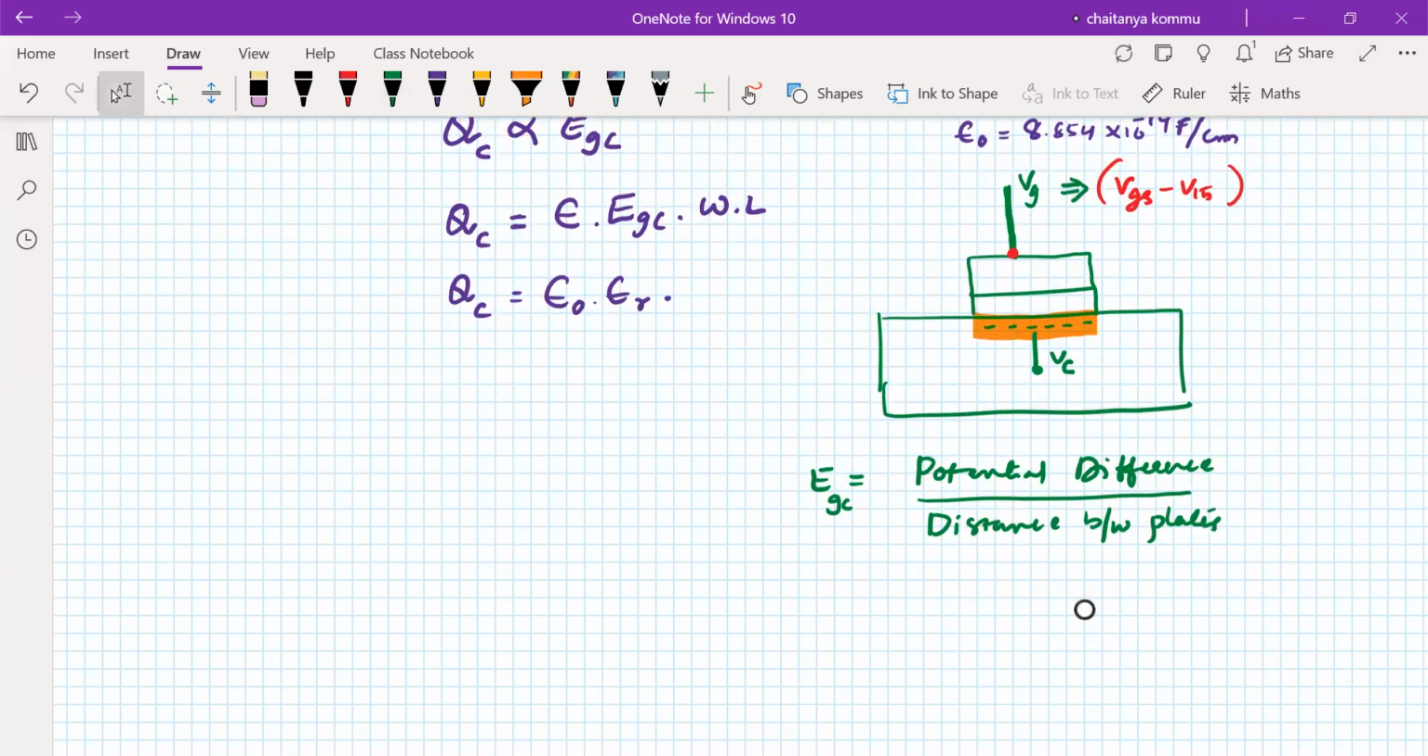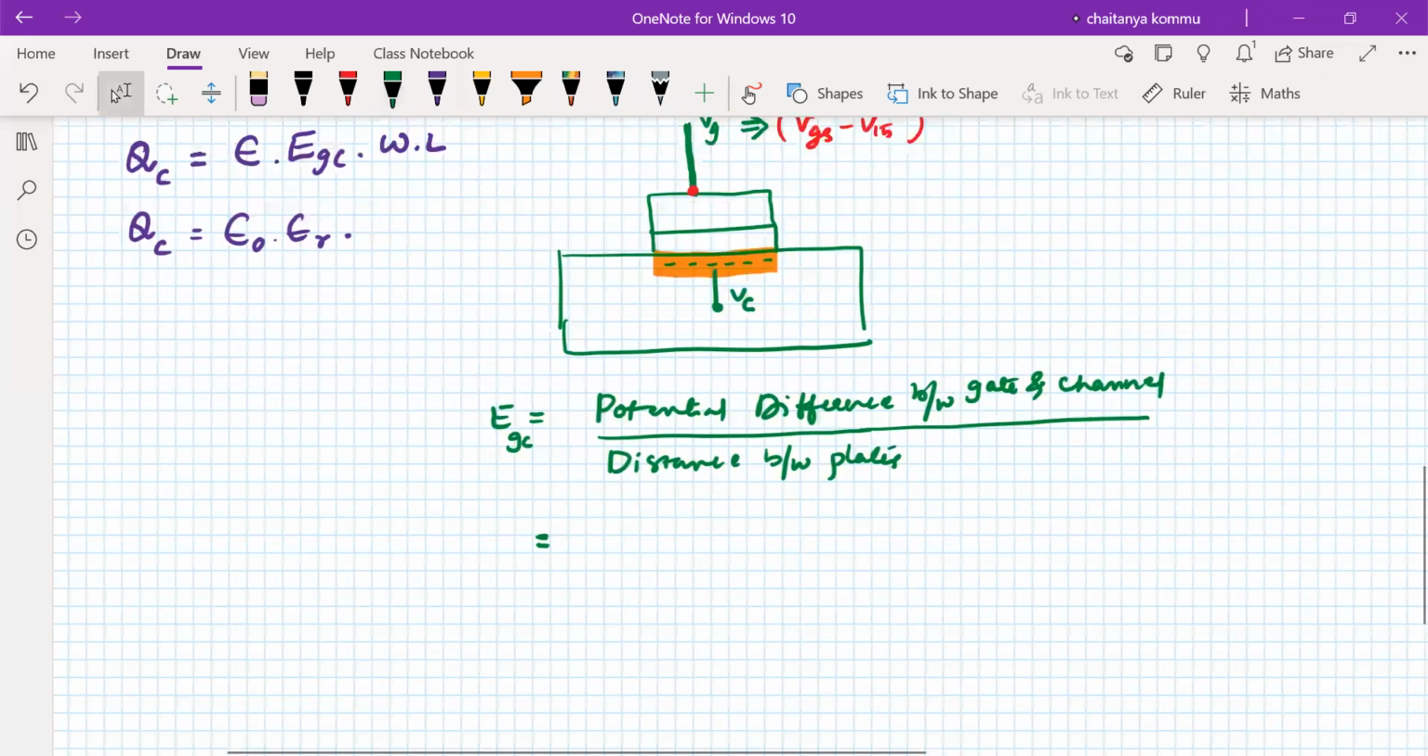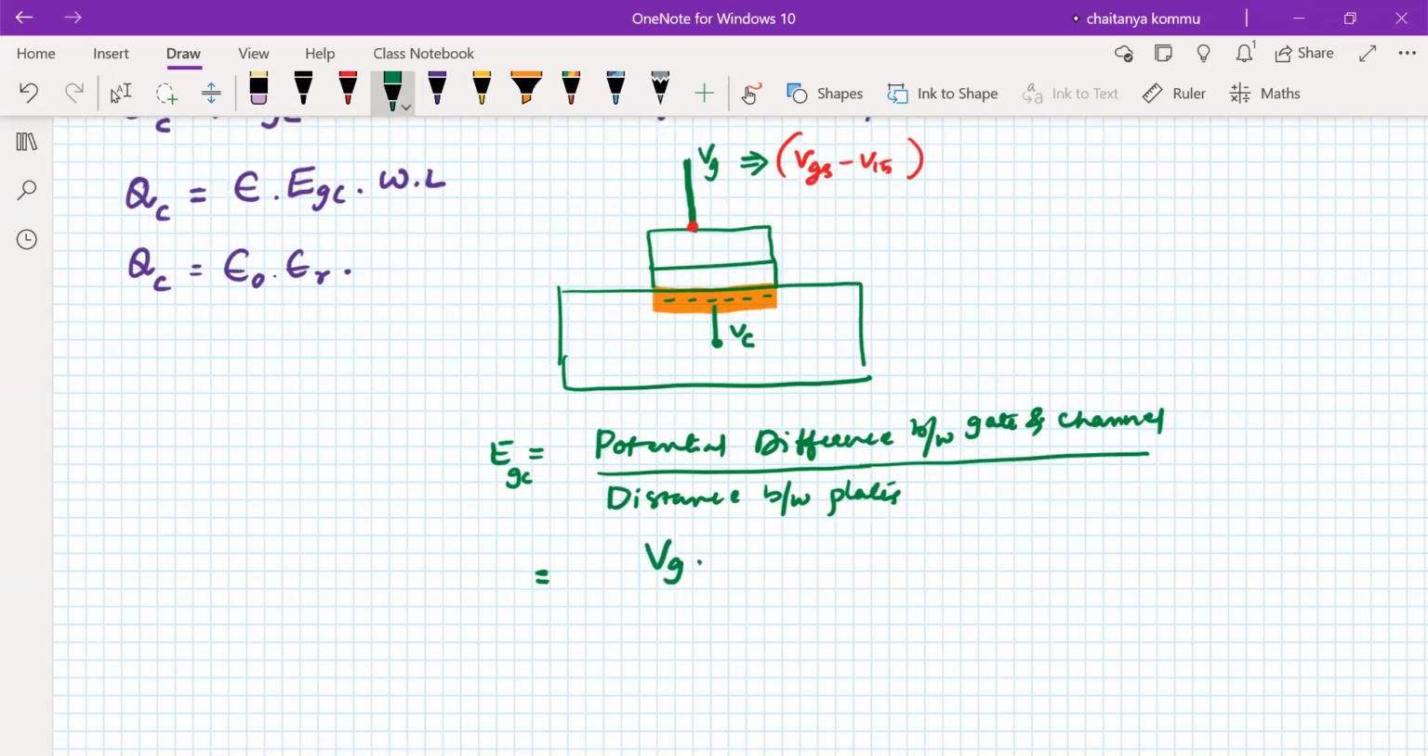So what is the potential difference here? Now we need to consider the potential difference between the gate and channel. Now the potential difference we can call VGC, right? Divided by the distance between the two plates. What do you mean by this? The distance between the plates is nothing but Tox only. So therefore I can write it as Tox.